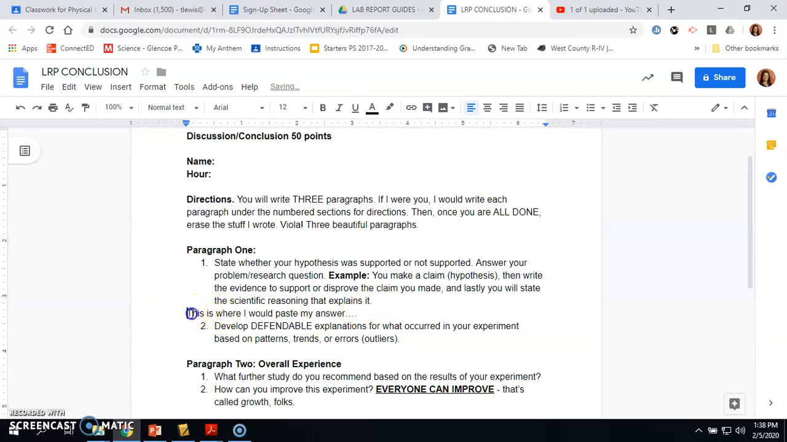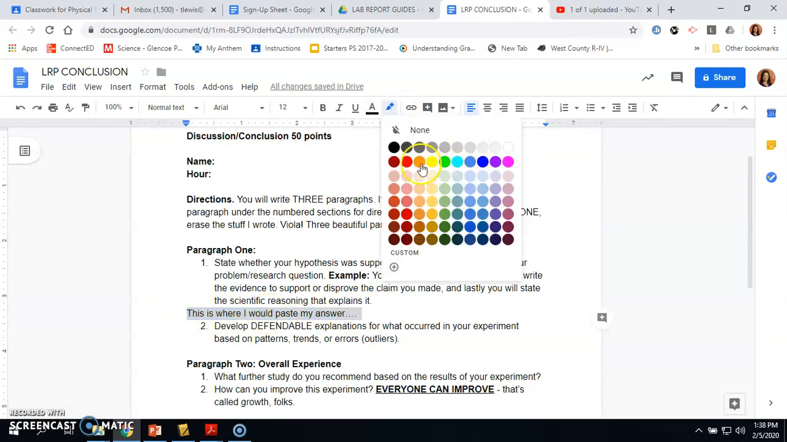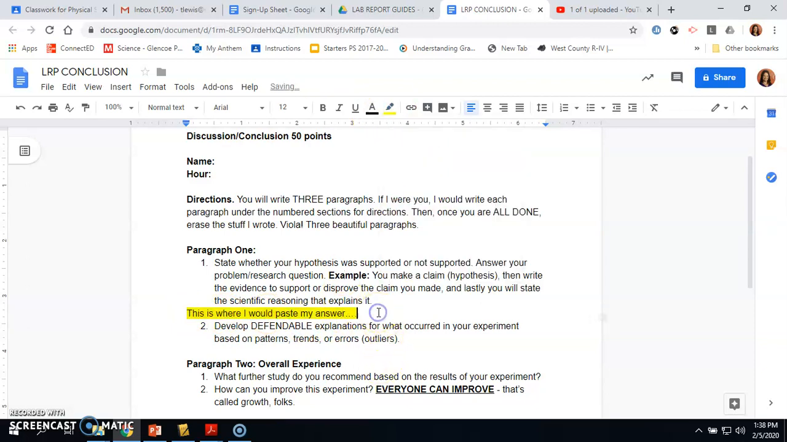Okay? I'm going to highlight that so you can see it. This is where I would do it. And here's the example of how that's done. So in that highlighted section, you're going to make a claim. That's your hypothesis. Then write the evidence that supports or disproves that hypothesis claim that you made. And lastly, you will state the specific reasoning that explains it. So that's the first part of paragraph 1.